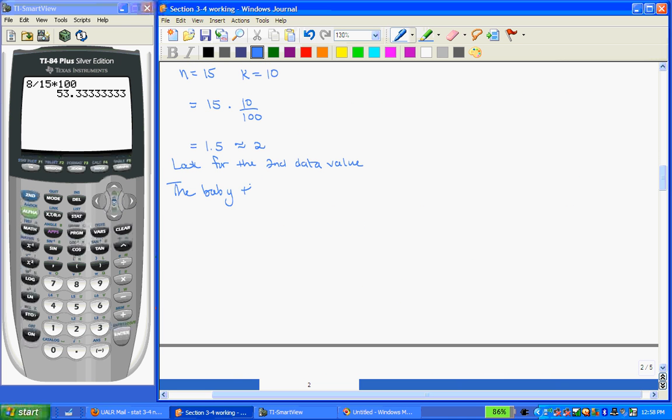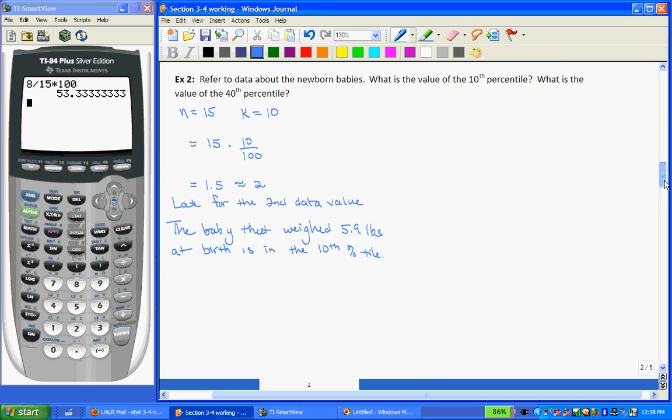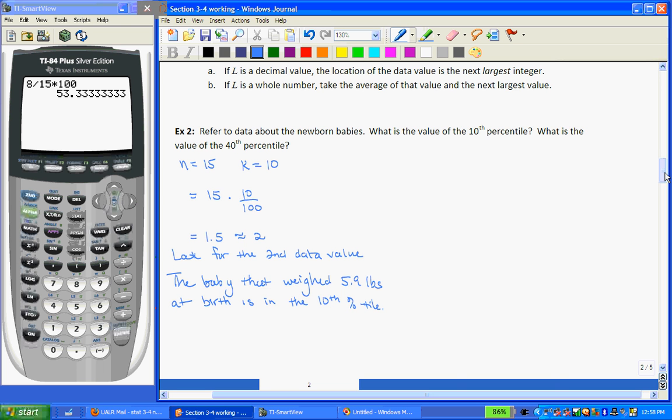So the baby that weighed 5.9 pounds at birth is in the 10th percentile. Okay, then we're also asked for the 40th percentile, so we'll do the same thing. N equals 15. This time K will equal 40. So that's 15 times 40 over 100.